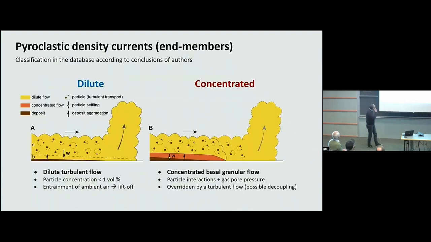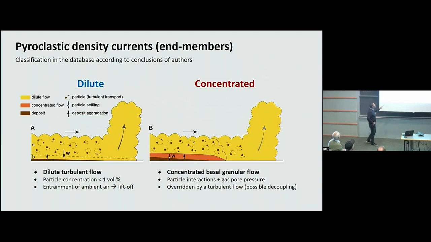So we consider two end-member mechanisms of emplacement of pyroclastic density currents. Joe and Gert have mentioned this before. On one hand, we consider dilute currents, which are dilute turbulent flows with particle concentrations typically less than 1 volume%. Of course, as just mentioned by Gert, there can be important particle concentration gradients, formation of clusters, etc. And as the turbulent flow is hot and entrains the ambient air, at some point the mixture can become less dense than the atmosphere and lifts off, and this sets the runout distance.